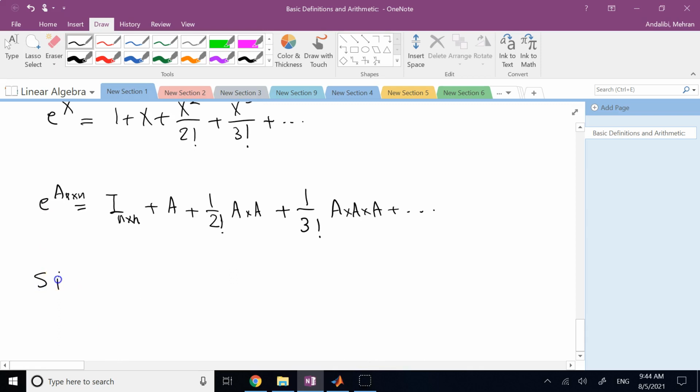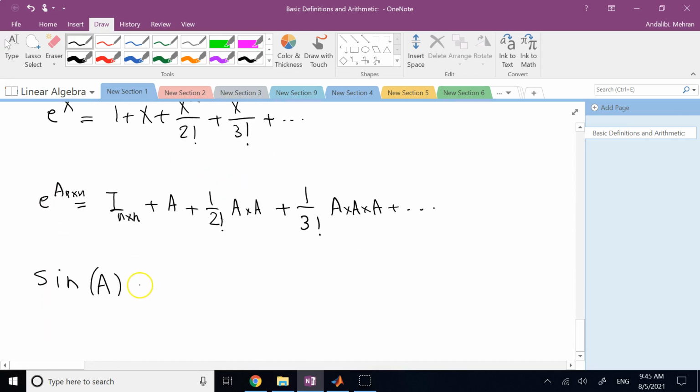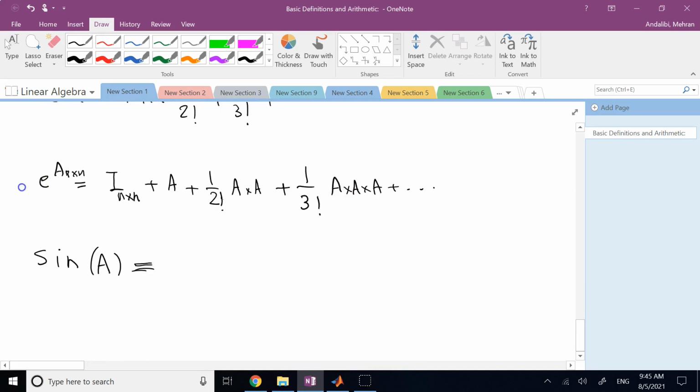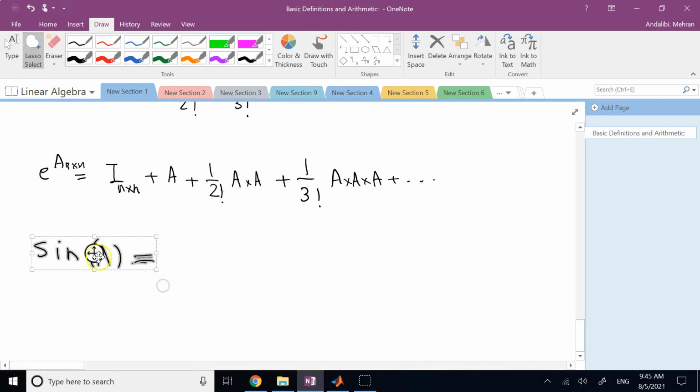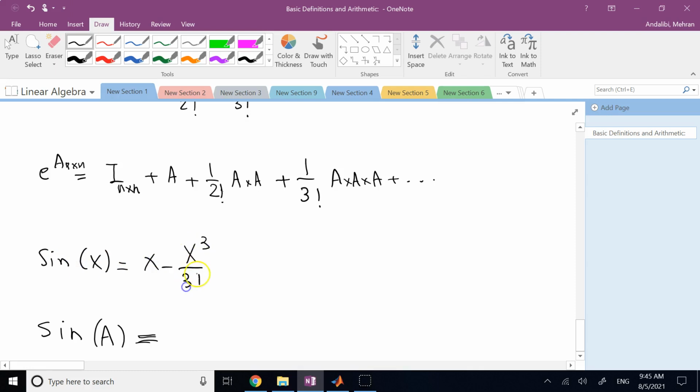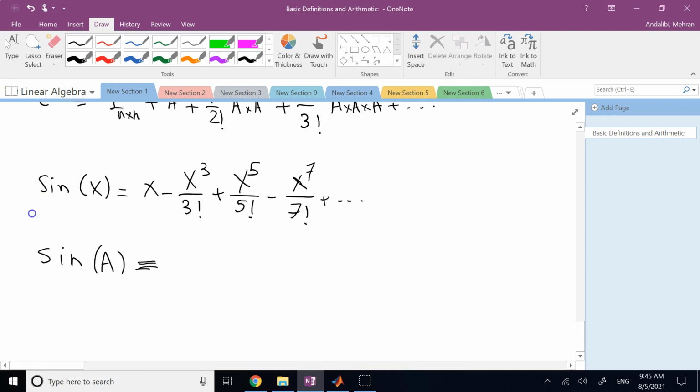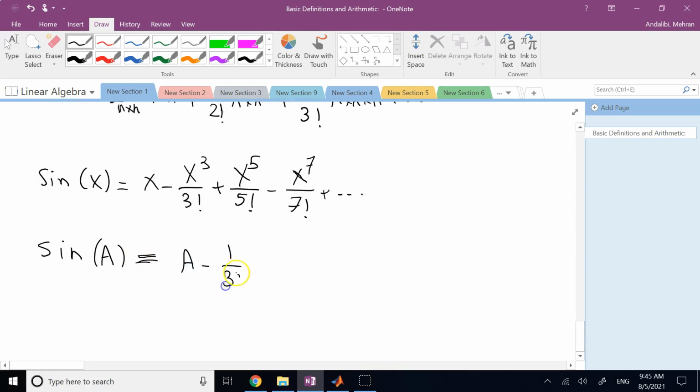Or if I say, what is, for example, sine of A, you're not going to get sine of each and every one of the entries. You say, well, sine of A, since I know sine of x is what? If you remember correctly, sine of x based on the Maclaurin series was x minus x cubed over 3 factorial plus x to the 5 over 5 factorial minus x to the 7 over 7 factorial, and all the way. So sine of A is going to be A minus 1 over 3 factorial A to the power 3 plus 1 over 5 factorial A to the 5, and so on and so forth.